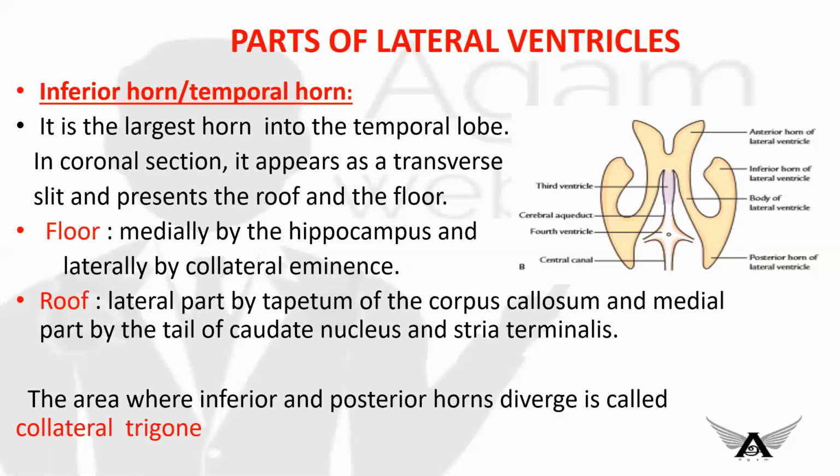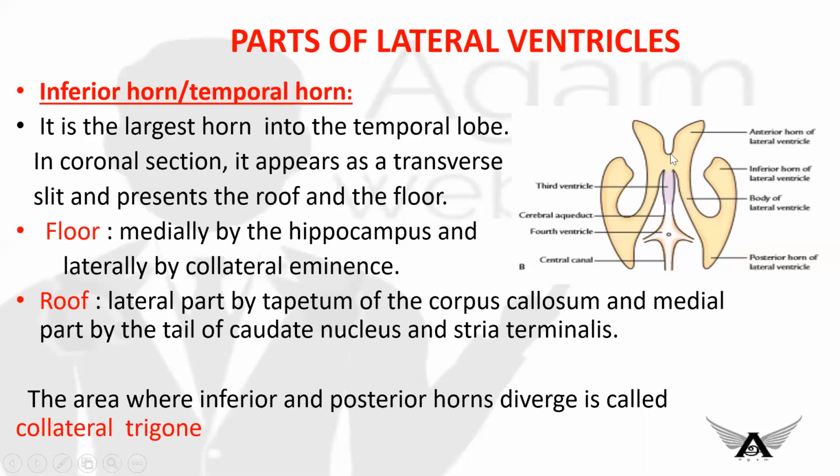Now the area where the inferior and posterior horn diverge is called the collateral trigone. This part is called the collateral trigone. I have shown this in the first picture. This is called the collateral trigone. So we have come to the end of the lateral ventricles.